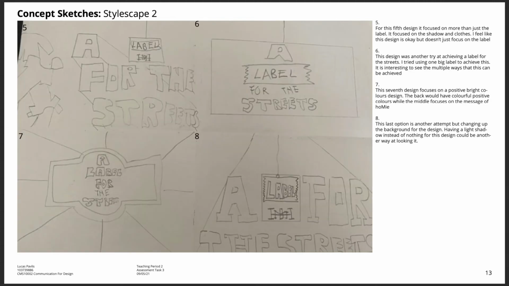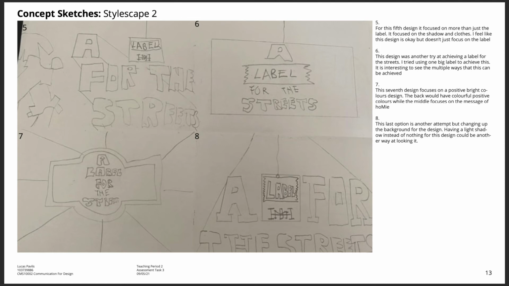For this fifth design, it focused on more than just the label. It focused on the shadow and the clothes. I feel like this design is okay, but it just doesn't focus on the label as much as it should. This design was another try at achieving the label for the streets. I tried using one big label to achieve this. It's interesting to see the multiple ways this can be achieved.